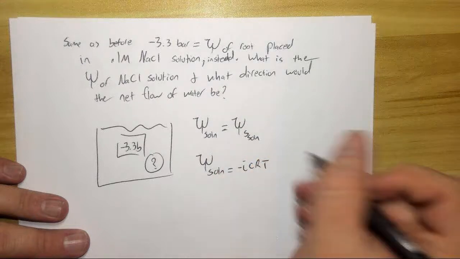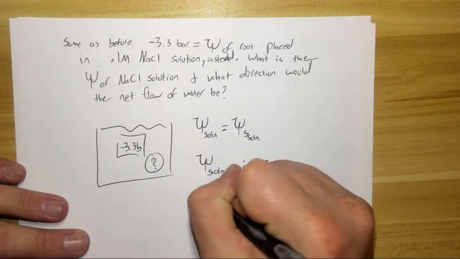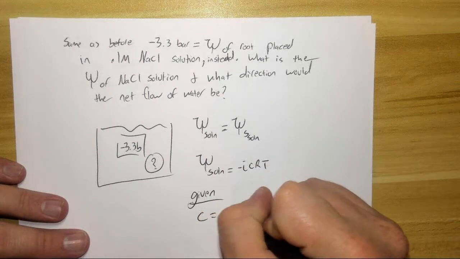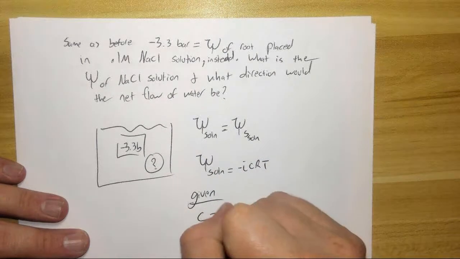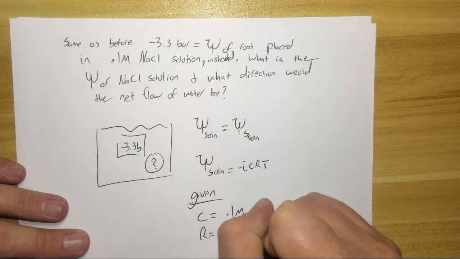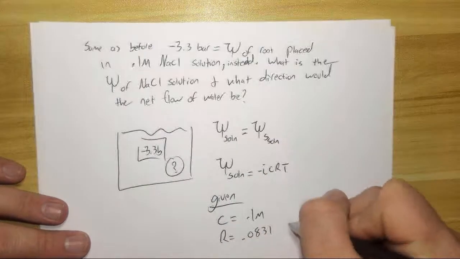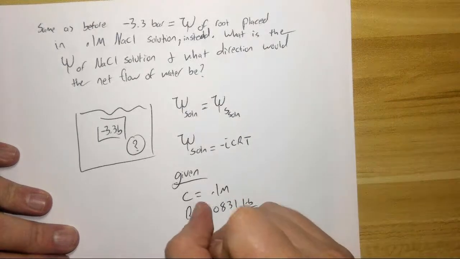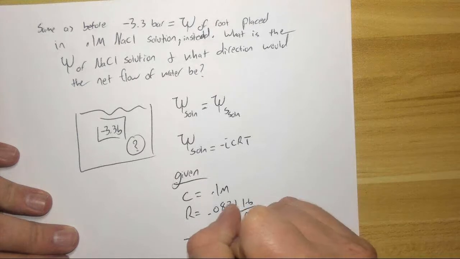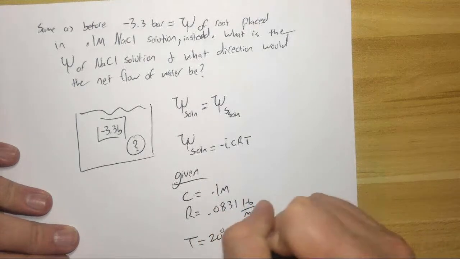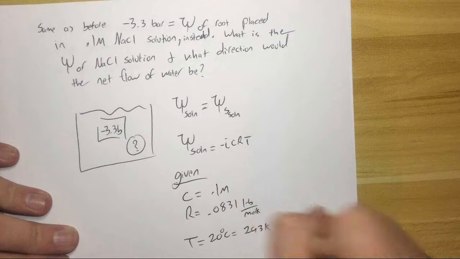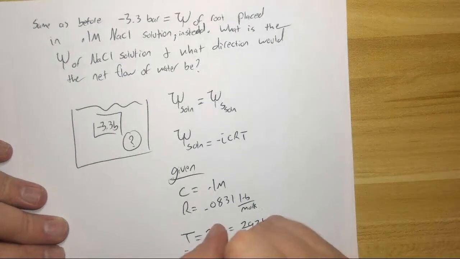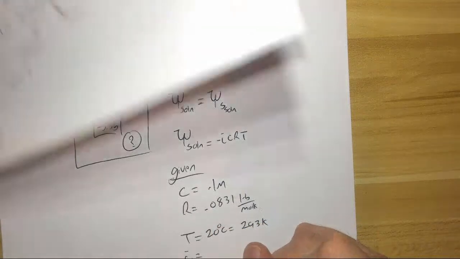Now, a lot of this information is still the same, so our given table is largely the same, except small differences. So C is still 0.1 molar. The difference is it's salt. R is still 0.0831 liters bar per mole K. Again, same as before. Temperature, it's 20 degrees Celsius. Let's go ahead and convert that back over to 293 Kelvin. And now the i. i is different. So as I mentioned before, pull this back over here.